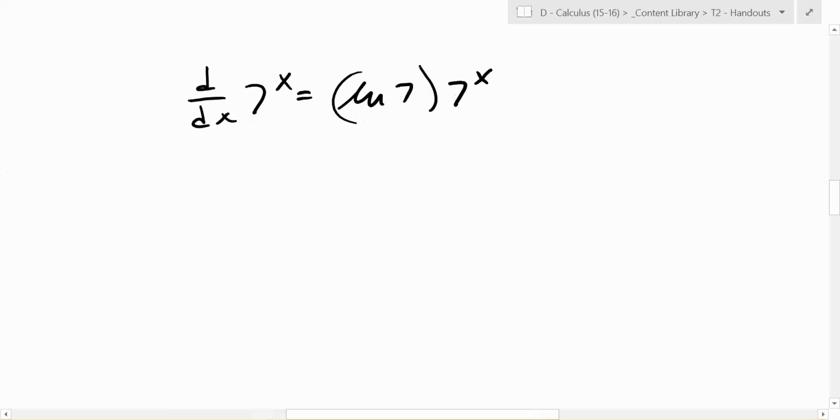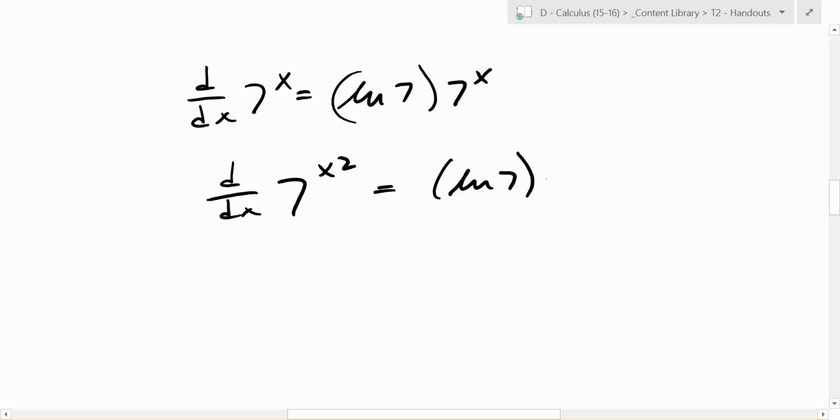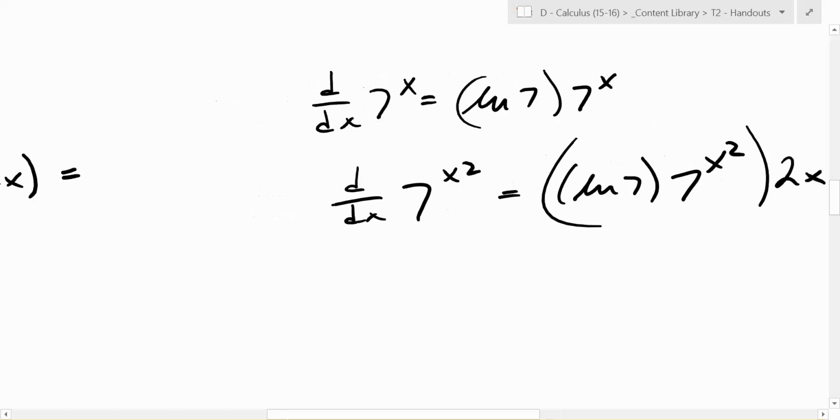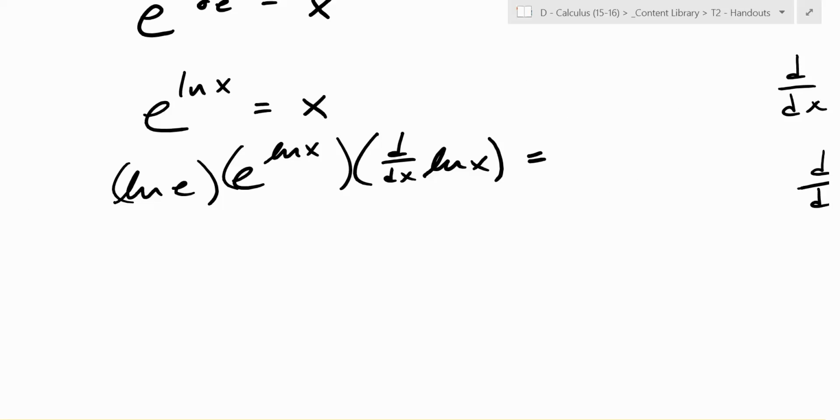Over here, if I had the derivative d/dx of 7 to the x squared, what's that going to be equal to? That's going to be ln 7 times 7 to the x squared times 2x because of the chain rule. So over here, what's the function that's in the exponent? ln x is in the exponent, so we have to put the derivative of ln x on the outside. I'll show you this all. It looks like it's getting worse, right? It won't. Just watch. What's the derivative of just x on the right side? 1. So this equals 1.